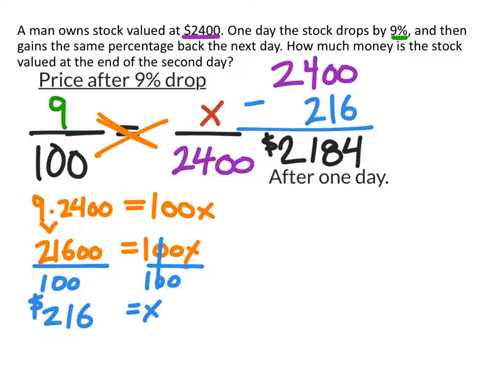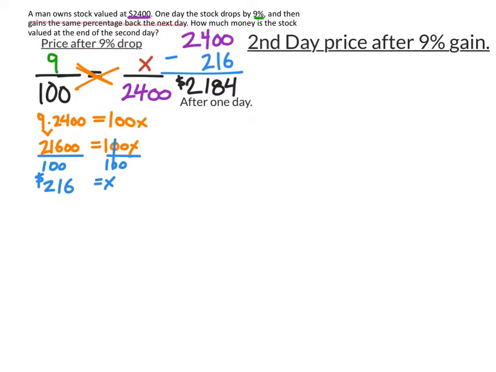Now that takes care of the first day, but then it says that the second day it gains the same percentage back. Now, if you're thinking that this is going to go back to 2,400, that would be true if it was based on the 2,400, but the 9% is going to be based on this $2,184. So the second part of this is for the second day. It's the price after the 9% gain. So this is going to work exactly the same way.